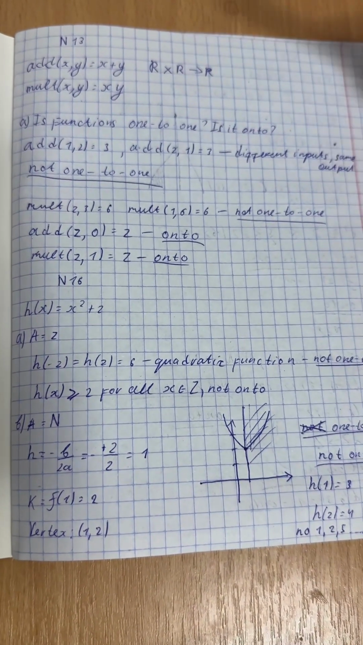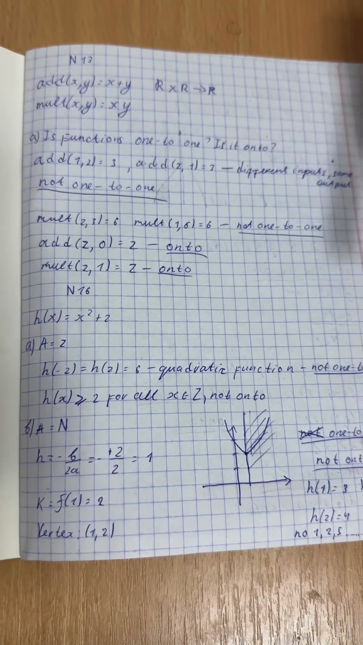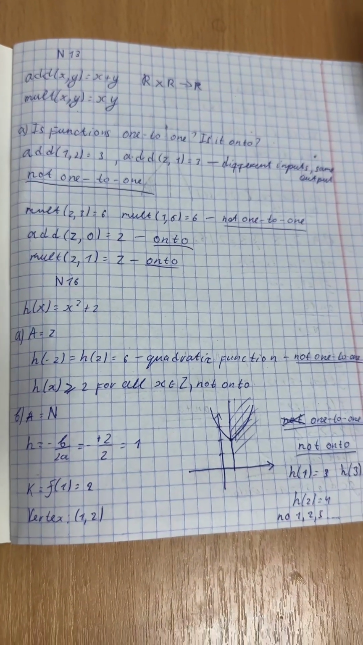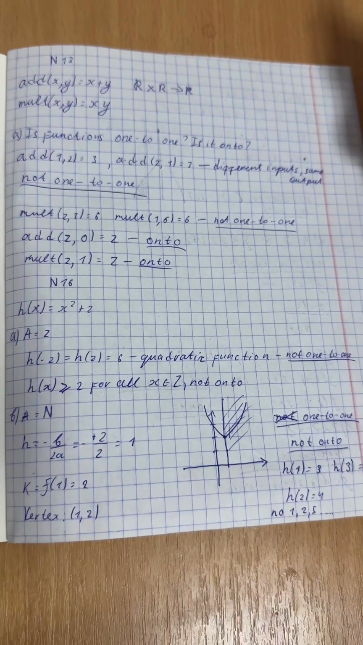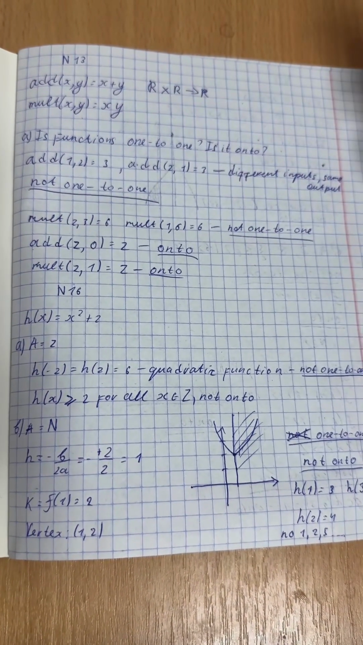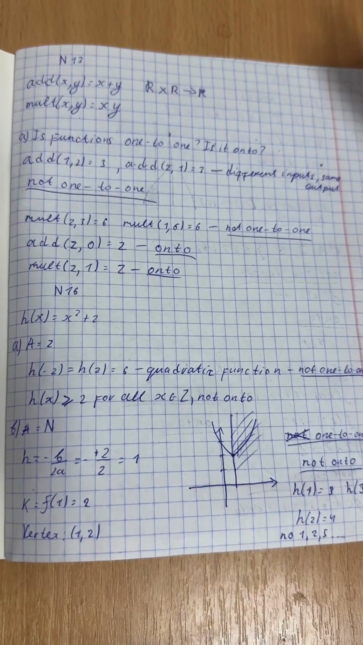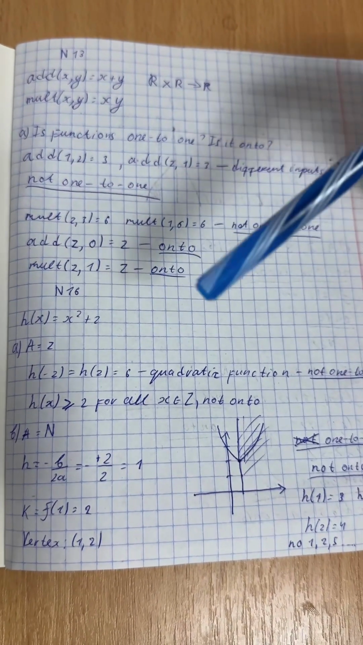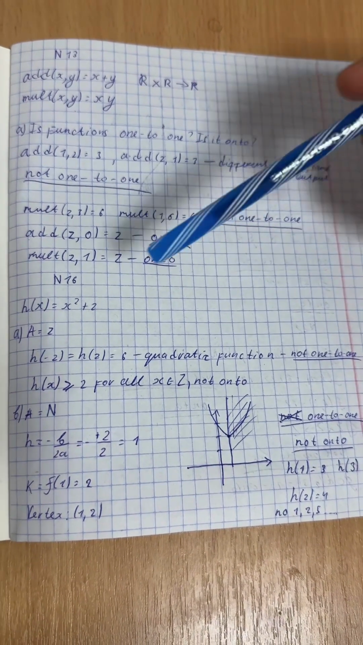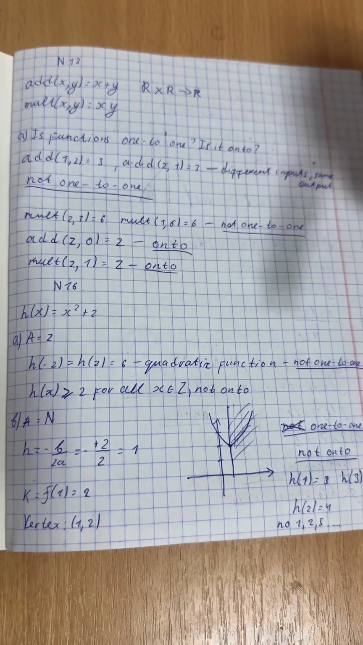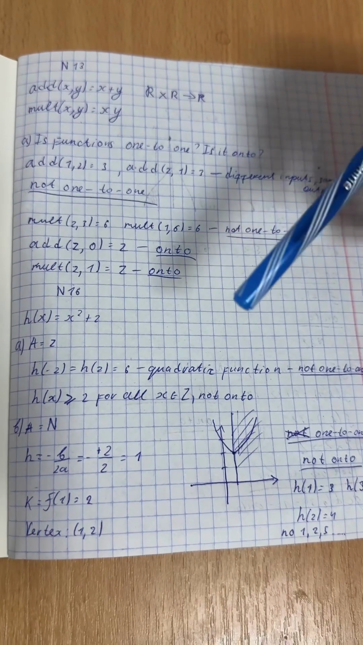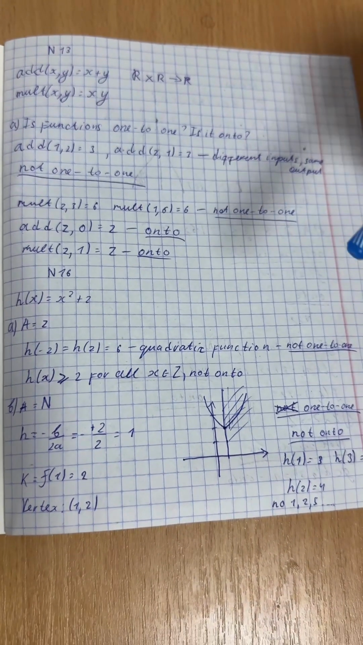Next task, we have the function x squared plus 2, and for integers it's not one-to-one because we have the same output for different inputs. For example, minus 2 and 2 both give 6, and it's also a quadratic function. And this function will always be greater than 2 for all integers x, so it's not onto.